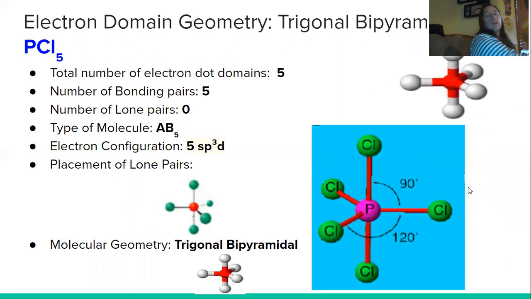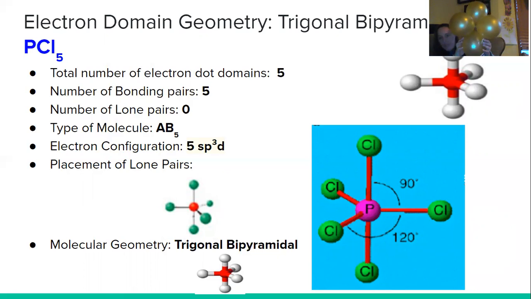All right, our next electron domain geometry is trigonal bipyramidal, and I chose phosphorus pentachloride. The total number of electron domains is 5. We have 5 bonding pairs, so 5 atoms bonded. There are no lone pairs here, and our type of molecule is AB5. It has an electron configuration of 5sp3d, because we have that d orbital now, and you can see that. I hope I can get this to cooperate with me and not fall apart.